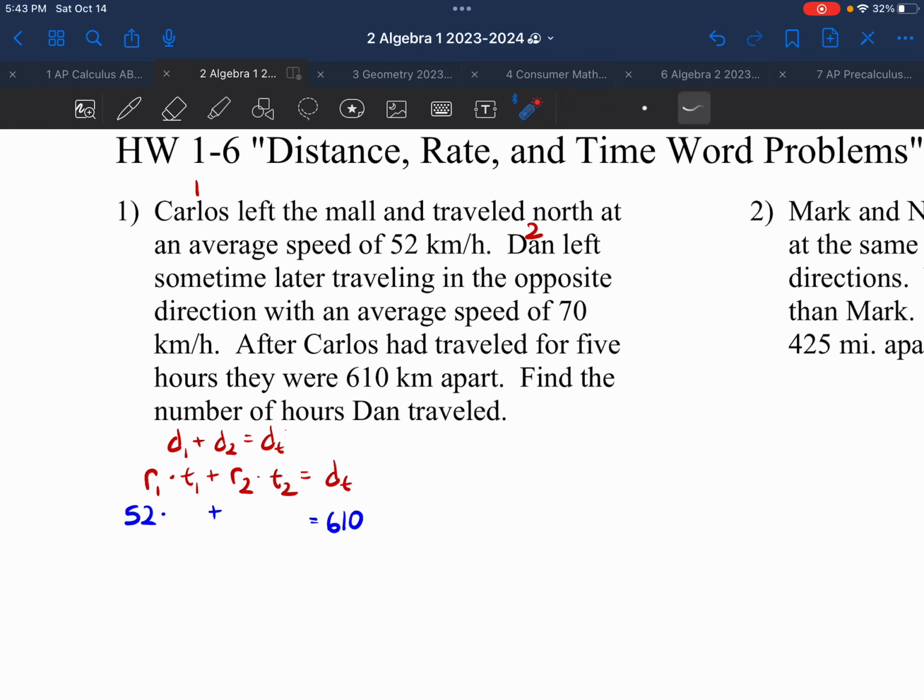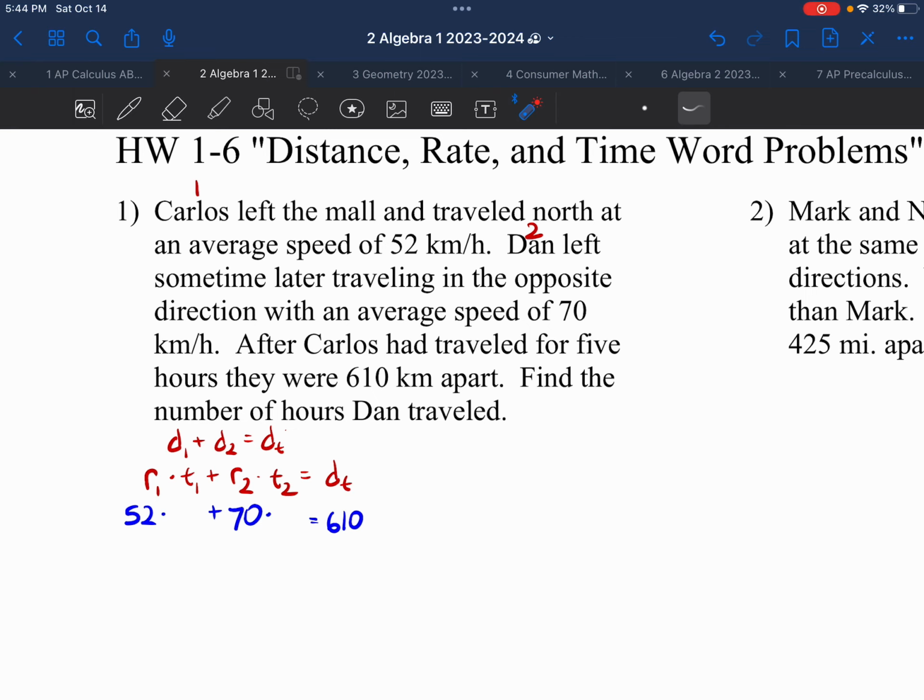what other information do we have? Left somewhat later, I don't know if that's going to help us, in the opposite direction. That's how we know we have distance plus distance. And okay, so Dan is traveling at 70 miles per hour, so that's the second rate. So we'll come down here and say that this is 70 miles per hour, multiplied by some sort of time. Okay, we don't have either of these two variables. We need one of them, otherwise we need a second equation.